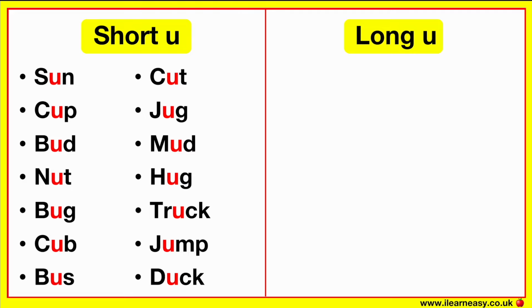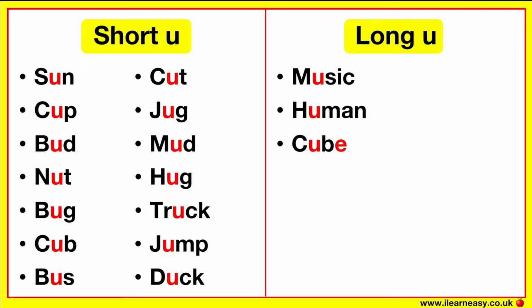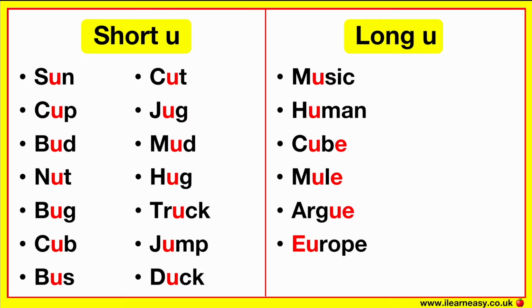The long U vowel sound can either be a U sound or an oo sound depending on the letter combinations. The long U sound is made with the letters U, U consonant E, UE, EU, and EW. For example, music, human, cube, mule, argue, Europe, few.